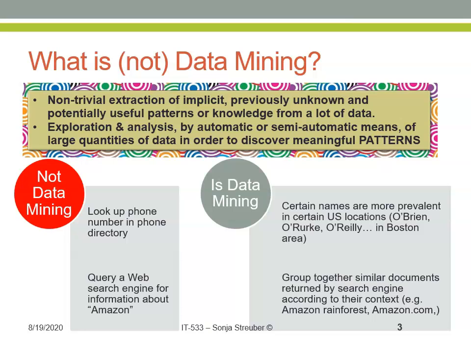What is data mining, however, is to figure out that in certain American cities, certain ethnic names, like for example, Irish names in Boston, are much more prevalent, or that the search output from a Google search returns information about the Amazon rainforest and about Amazon.com, and trying to group these search results into different classes. Now that is data mining.